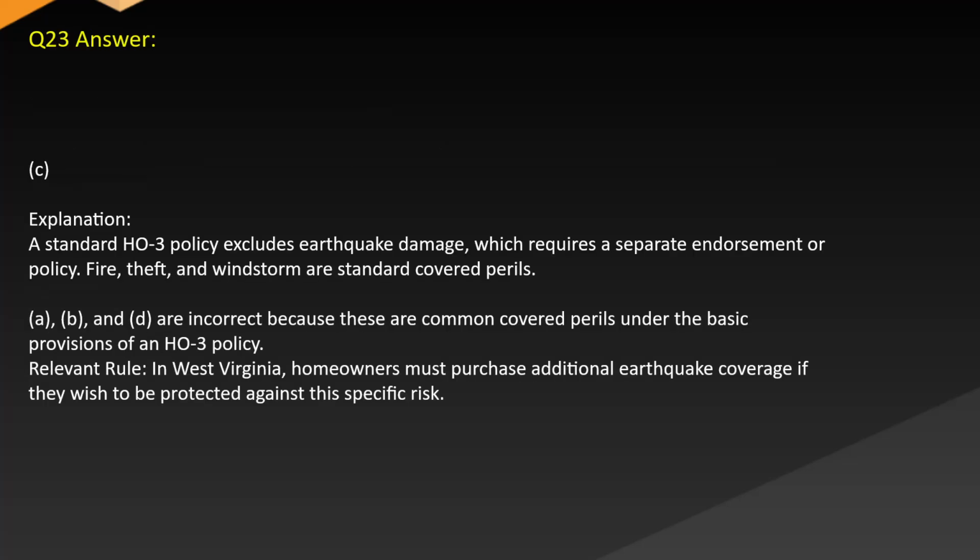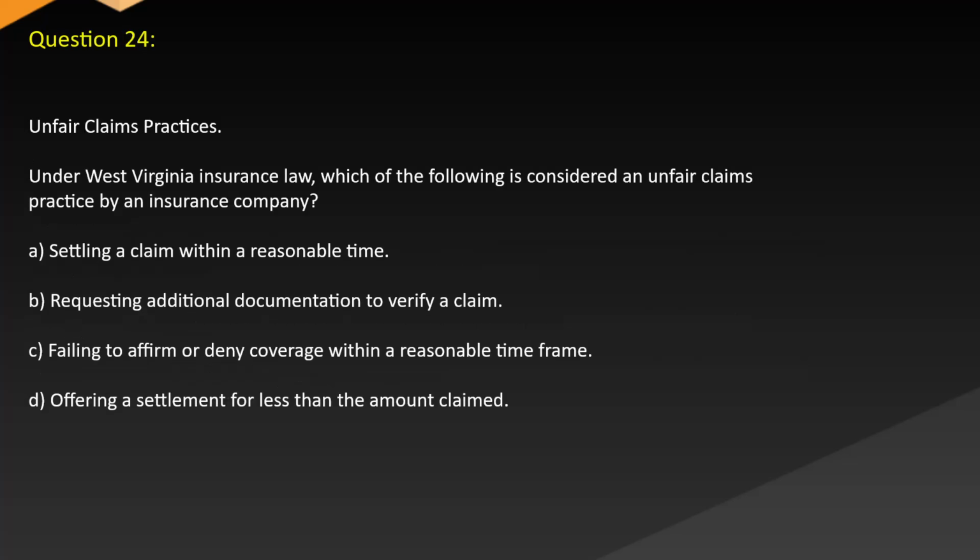Answer: C. Explanation. A standard HO3 policy excludes earthquake damage, which requires a separate endorsement or policy. Fire, theft, and windstorm are standard covered perils. A, B, and D are incorrect because these are common covered perils under the basic provisions of an HO3 policy. Relevant rule: in West Virginia, homeowners must purchase additional earthquake coverage if they wish to be protected against this specific risk. Question 24. Unfair claims practices.